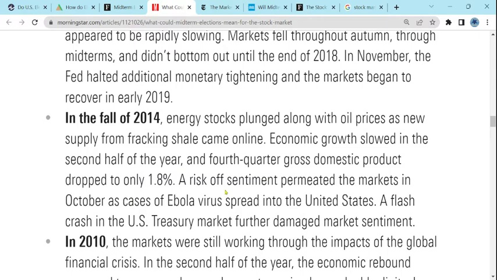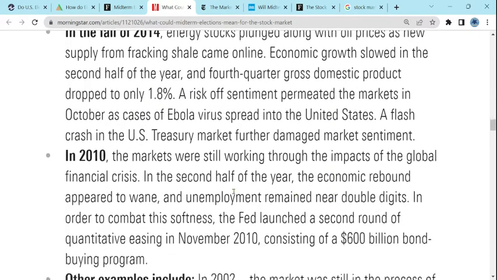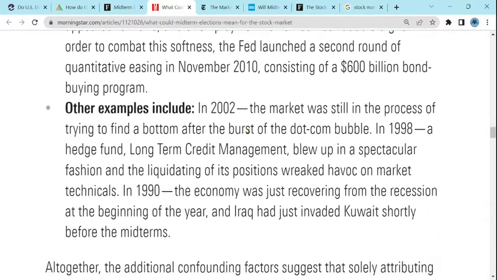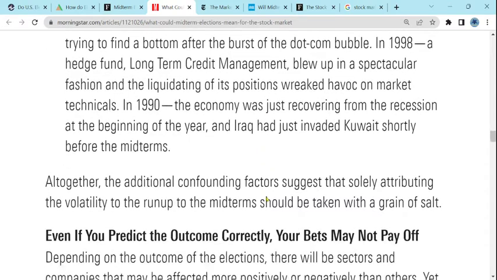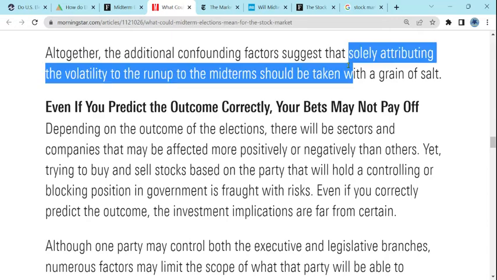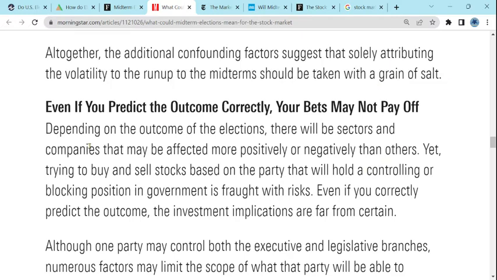But 2014 dropped by 1.8%, 2010, 2002. Again, these are specific examples that had specific events around them. The conclusion: solely attributing the volatility to the run-up should be taken with a grain of salt. Even if you predict the outcome correctly, your bets may not pay off. Depending on the outcome of the election, there will be sectors and companies that may be affected more positively or negatively than others.